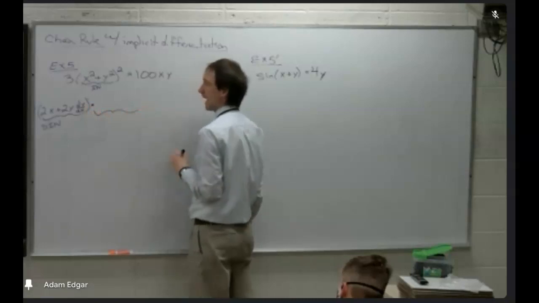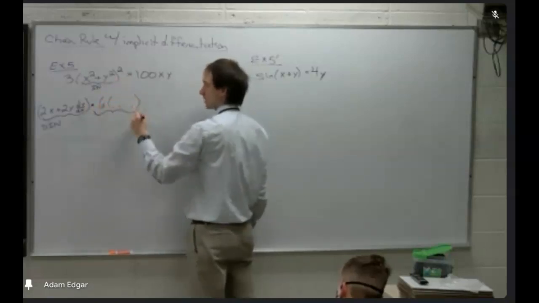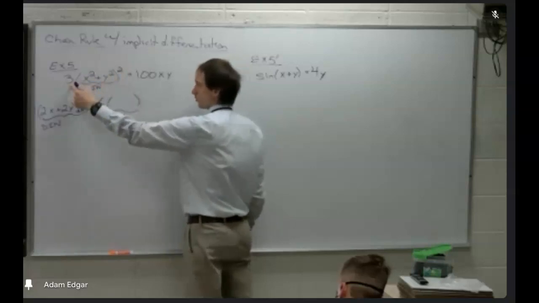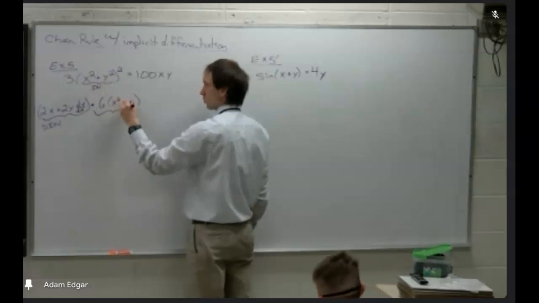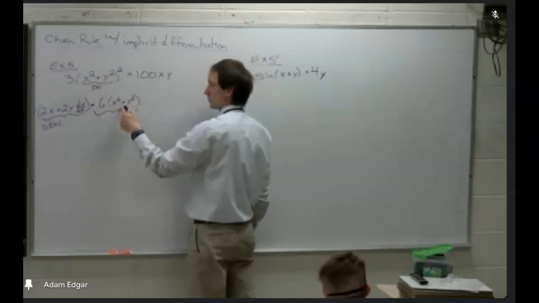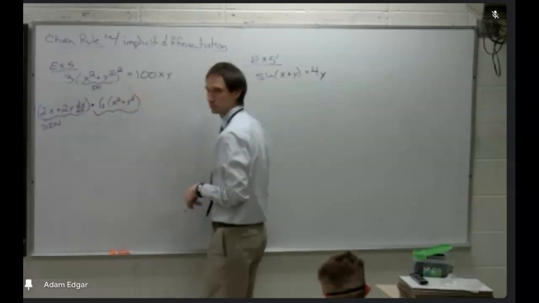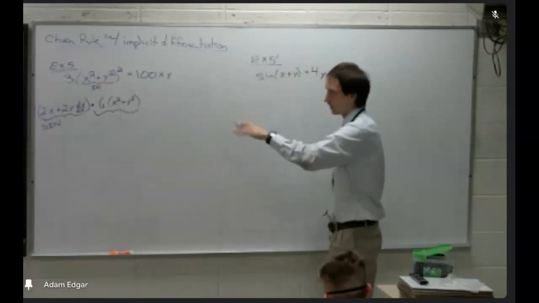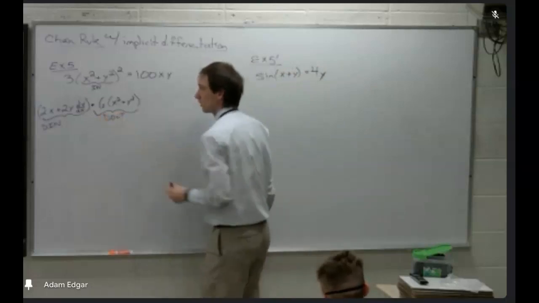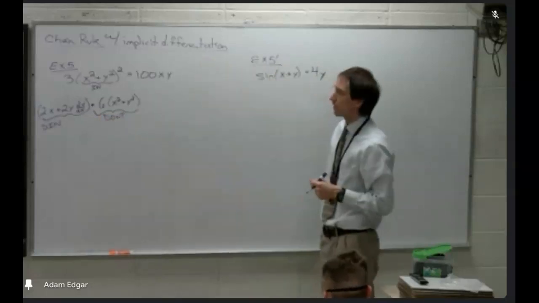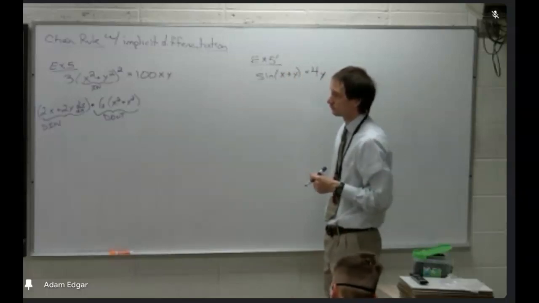D out is going to be what? 6 times the inside. So multiply the exponent down in front. 2 times 3 is 6. The inside is still x squared plus y squared. And now it's being raised to the 1 power, which I won't write. So this is d out. And that is, well, we'll come back to that.